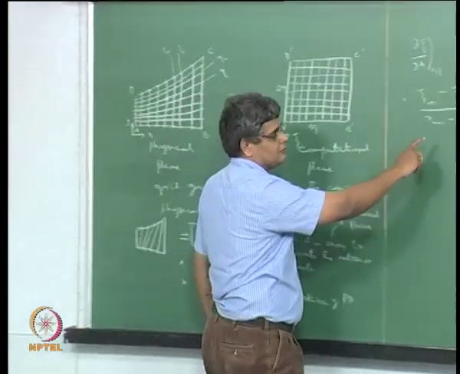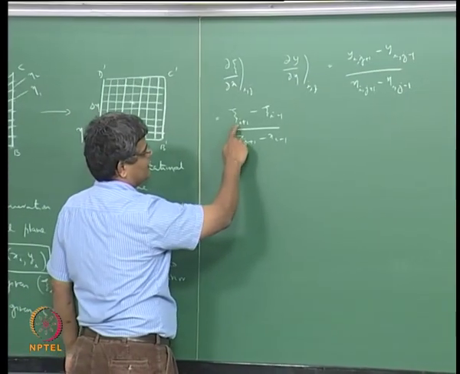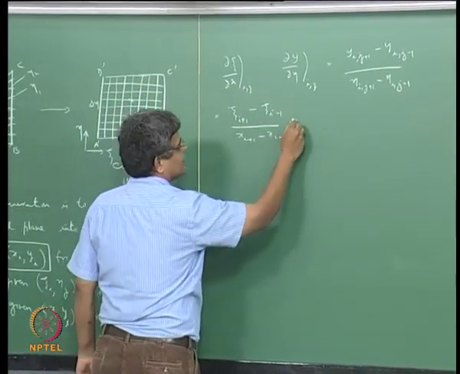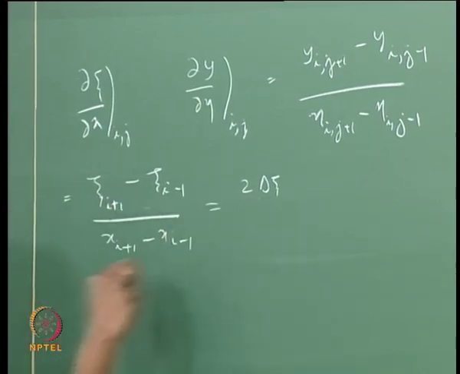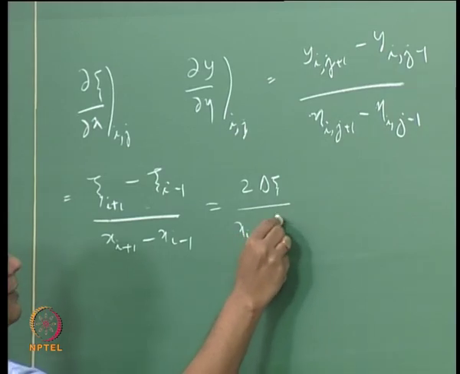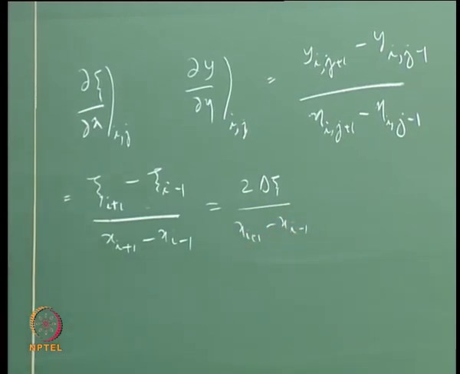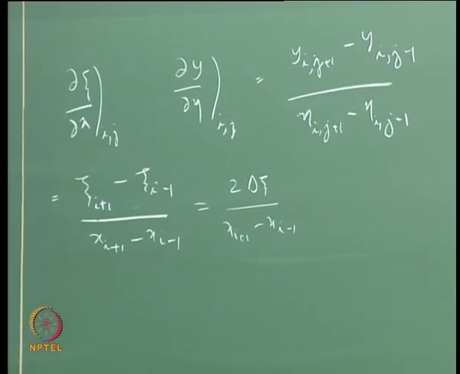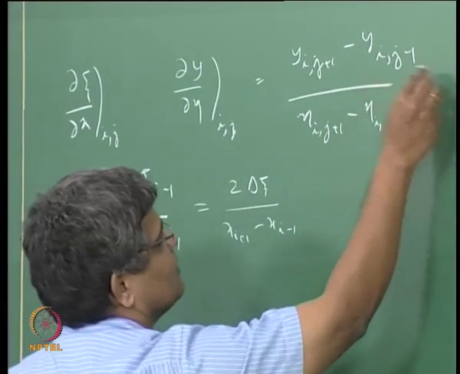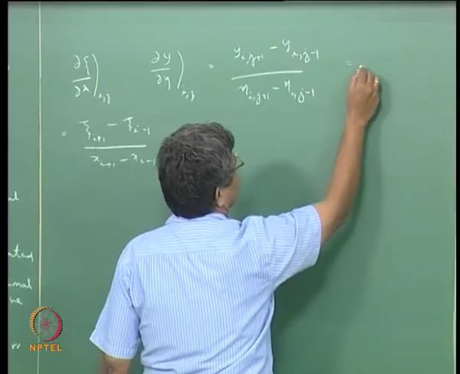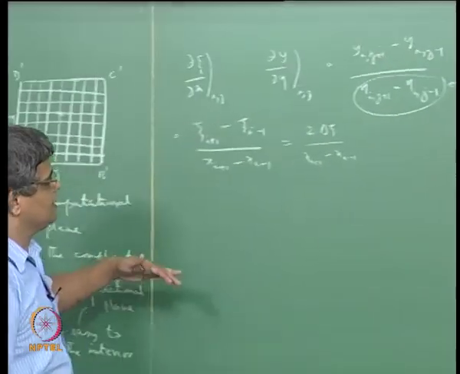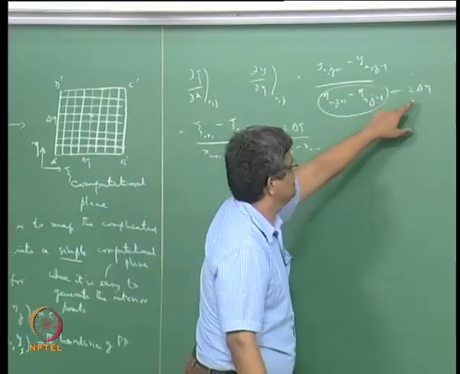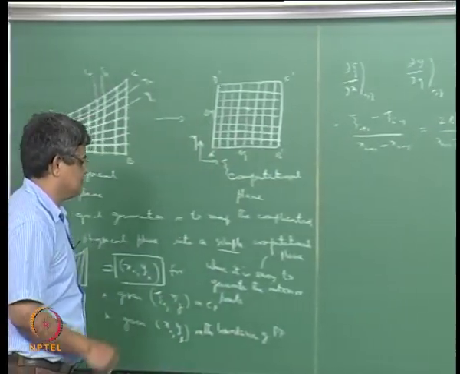And one would note that xi_(i+1) minus xi_(i-1) is nothing but 2 times delta xi. This is xi here, because in the computational plane you have uniform spacing, and this is x_(i+1) minus x_(i-1). This may be not so straightforward because you have curved lines here. And similarly this one is the same as this, and this whole thing here is 2 times delta eta. So the fact that we have uniform spacing means that this evaluation is straightforward.